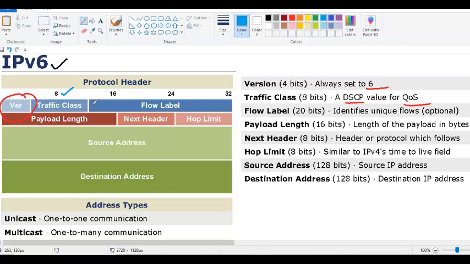And followed by, there is another 20 bits, which is a marking done to say that these are packets of the same flow. One conversation, one flow will have a similar identification, the flow label.